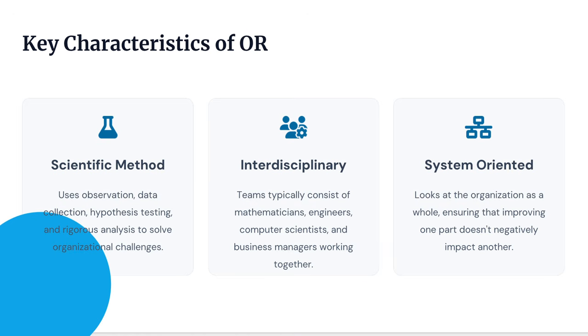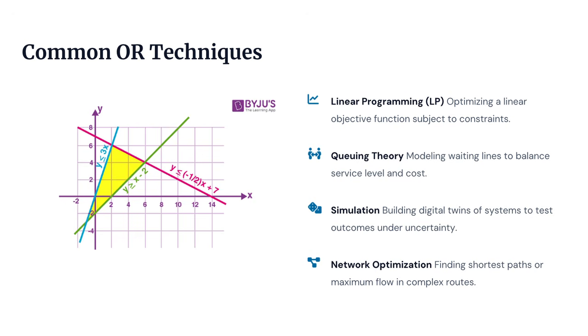Now let's explore some tools used in operations research. Don't worry, just focus on the idea. We're going to discuss these techniques further in separate sessions. But for now, let's discuss the ideas. The first technique is linear programming. This method helps find the best outcome under different constraints. The second technique is queuing theory. This helps manage waiting lines.